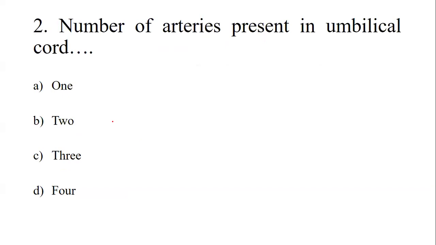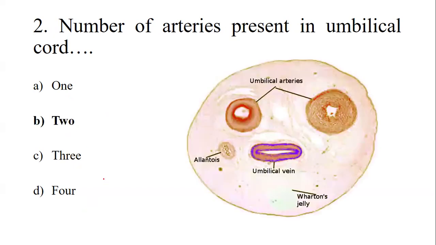Next question. Number of arteries present in umbilical cord. The options are 1, 2, 3, and 4. The correct answer is 2.